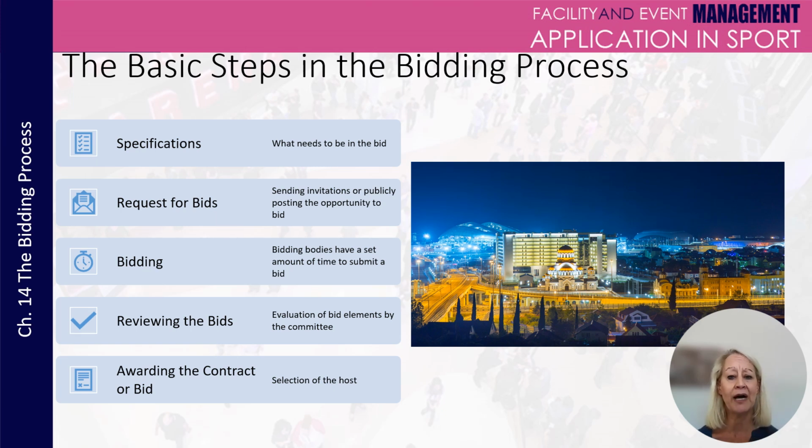Here, the governing body or rights holder sends out invitations or publicly posts the opportunity so that interested cities or organizations can prepare and submit their bids. Much like with the NCAA Final Four in San Antonio just recently, they had to put together their bid and submit it to the NCAA before they were chosen to host it here again a week or so ago.